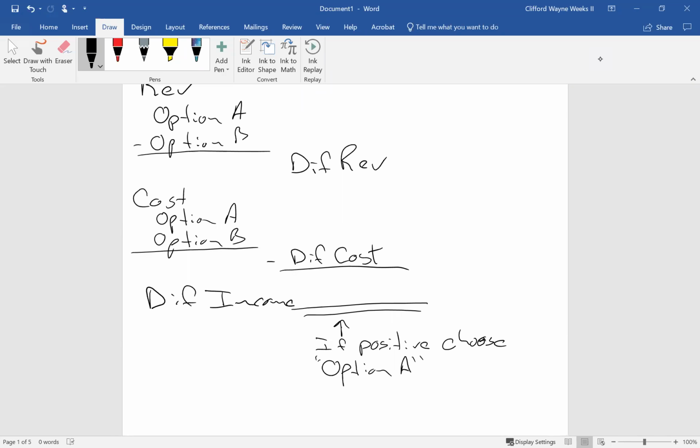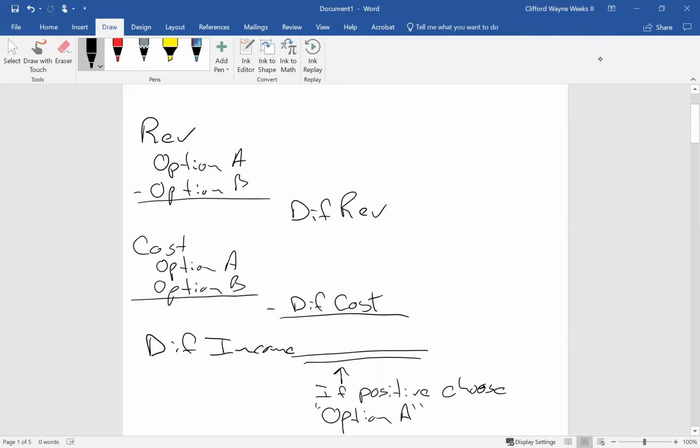We're using differential analysis. We're looking at differential revenues, the difference between your two options, and differential costs, the difference between your two options. Differential revenue minus differential costs gives you differential income. The criteria in this case: if positive, then choose option A. What I'm trying to do is find a problem that has both revenues and costs, because not all of them do. Some of them have just components, so maybe you're just looking at a cost component or not.